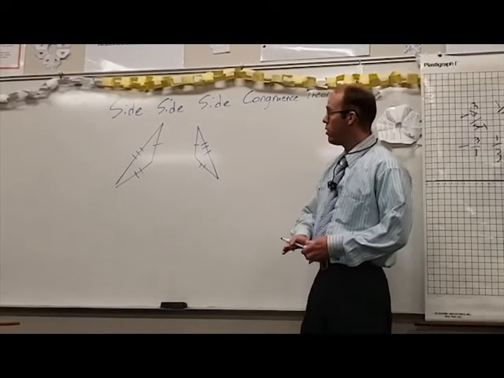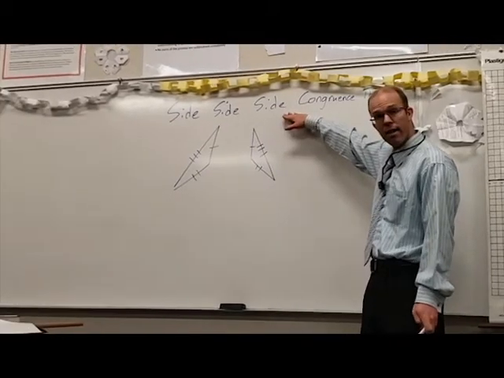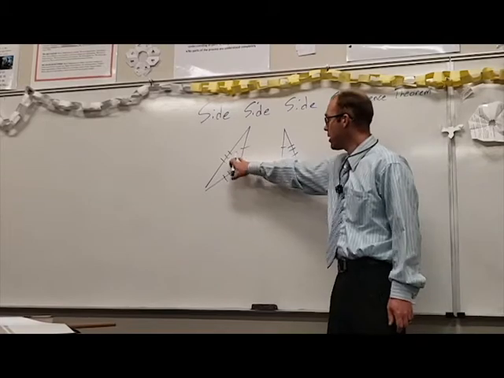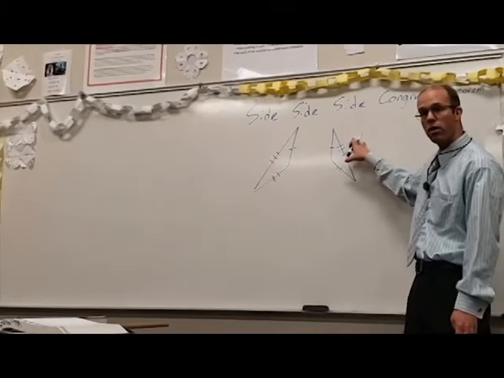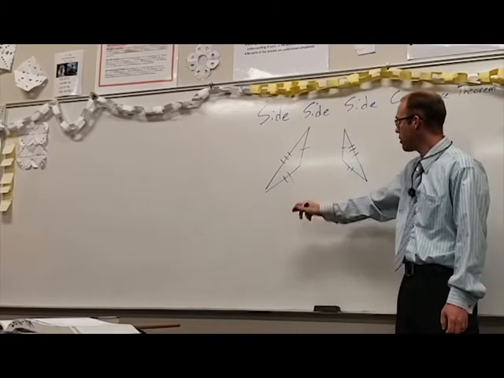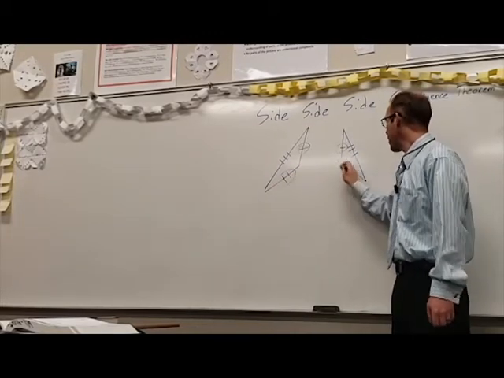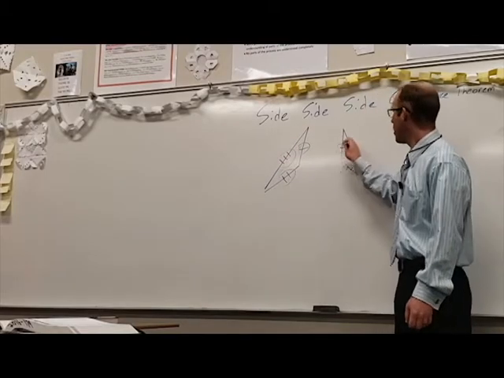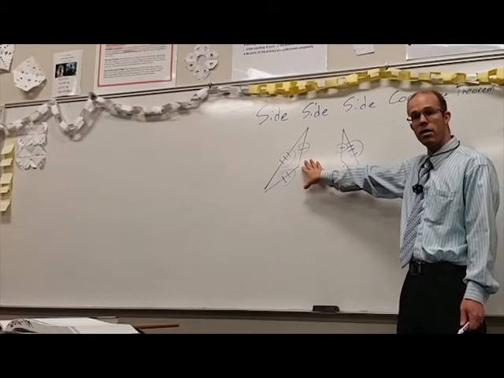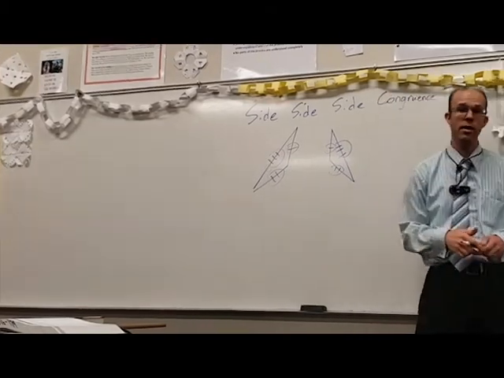Let me introduce you to our second congruence theorem for triangles. This one is called the side-side-side congruence theorem. This tells us that if I have three pairs of congruent sides for these two triangles, I know that those two triangles are congruent. So we can see we have one pair here, a second pair there, and a third pair on this side. If I have that information, that's enough for me to know that these two are congruent without knowing anything about any of the angles.